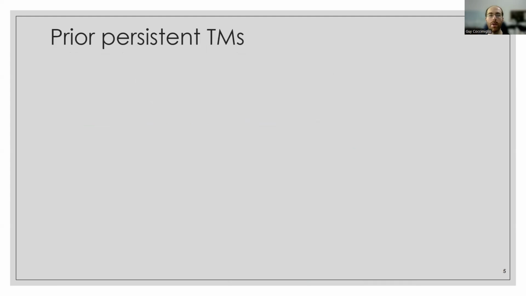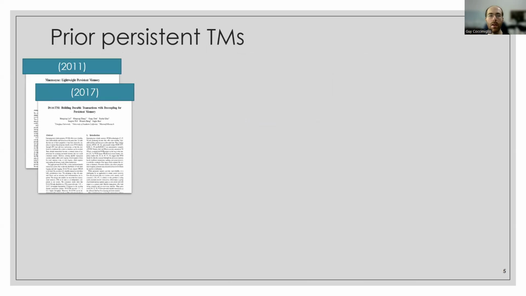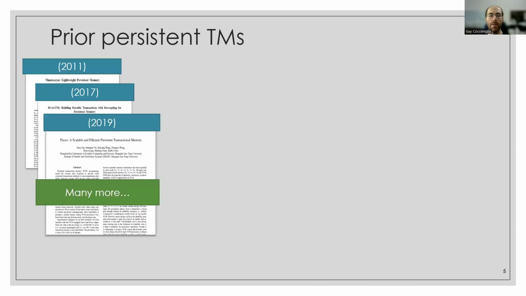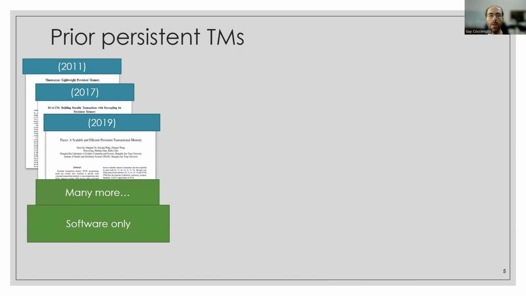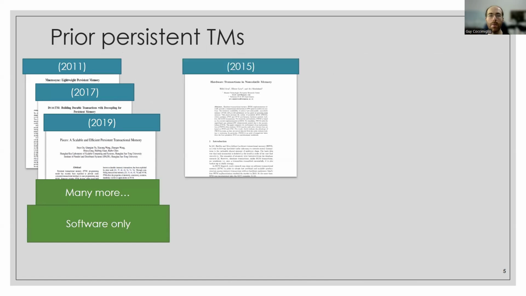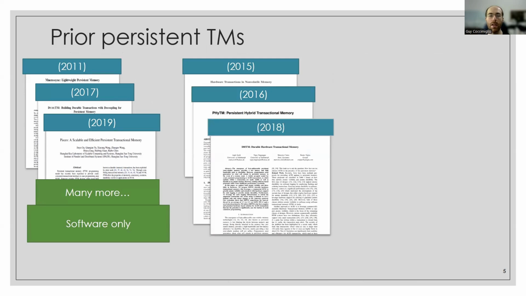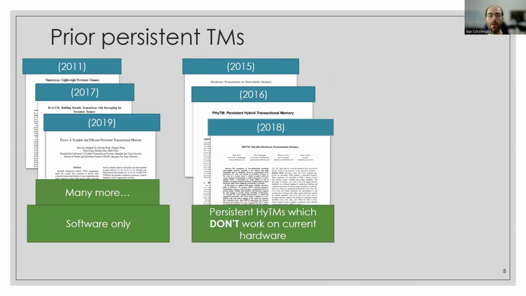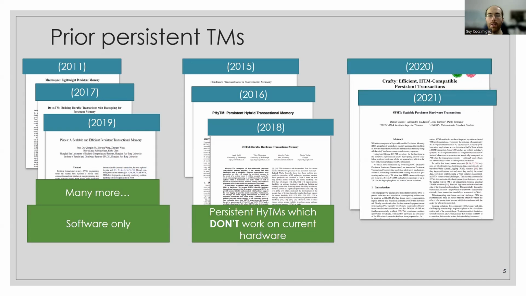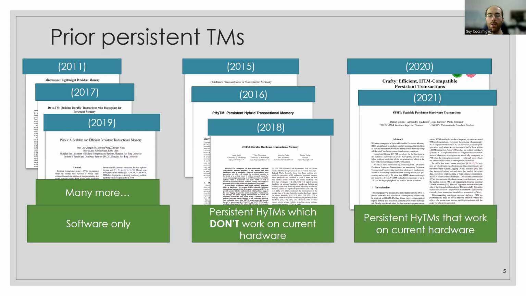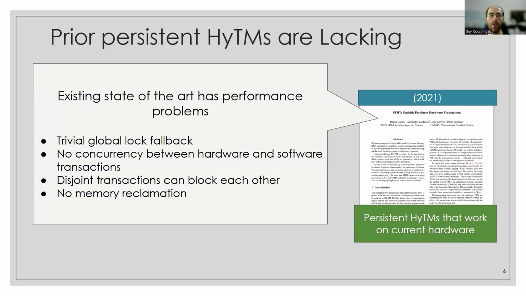There are various examples of prior persistent TMs, including Romulus, DudeTM, Pisces, and various others, and these are examples of software-only persistent TMs. For hybrid TMs, we have examples such as hardware transactions in non-volatile memory, PHyTM, or DHTM, but these are examples of persistent hybrid TMs that do not work on current hardware because they're based on proposals or changes to hardware that does not actually exist. And we have some other examples such as Crafty and SPHT, which are persistent hybrid TMs that do work on current hardware.